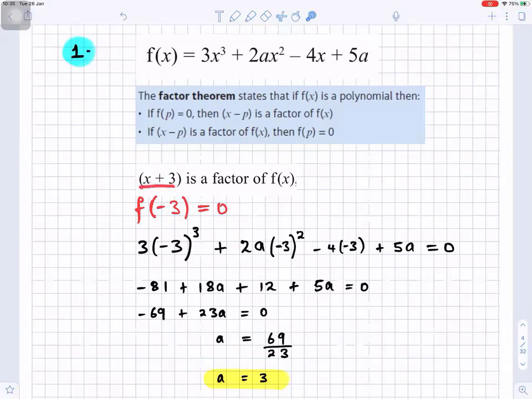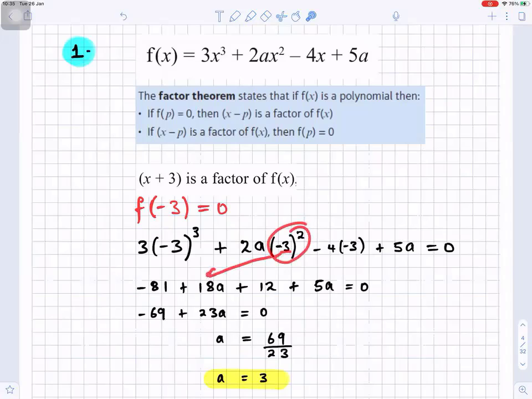So if x plus 3 is a factor of f of x, that means f of minus 3 equals 0. So we substitute x equals minus 3 in the polynomial, and that will equal 0. So 3 times minus 3 cubed plus 2a times minus 3 squared minus 4 times minus 3 plus 5a equals 0. 3 times minus 3 cubed is minus 81, plus 2a times minus 3 squared is 9.